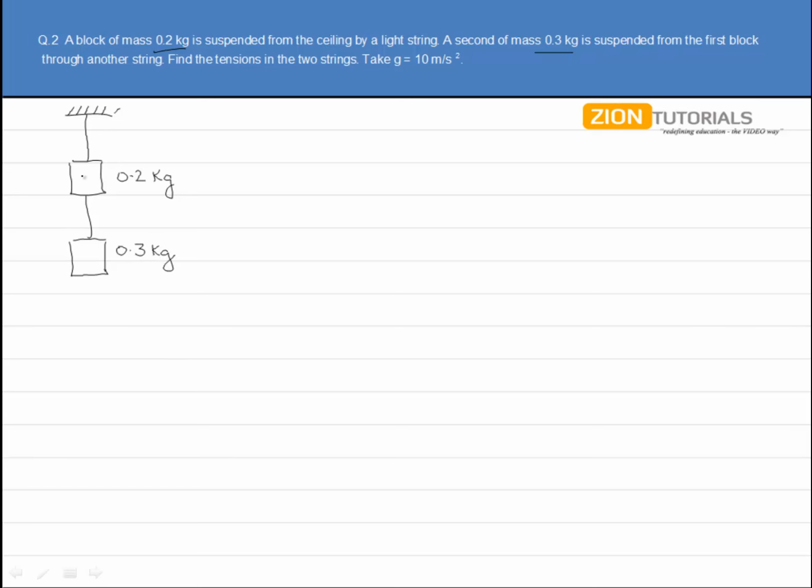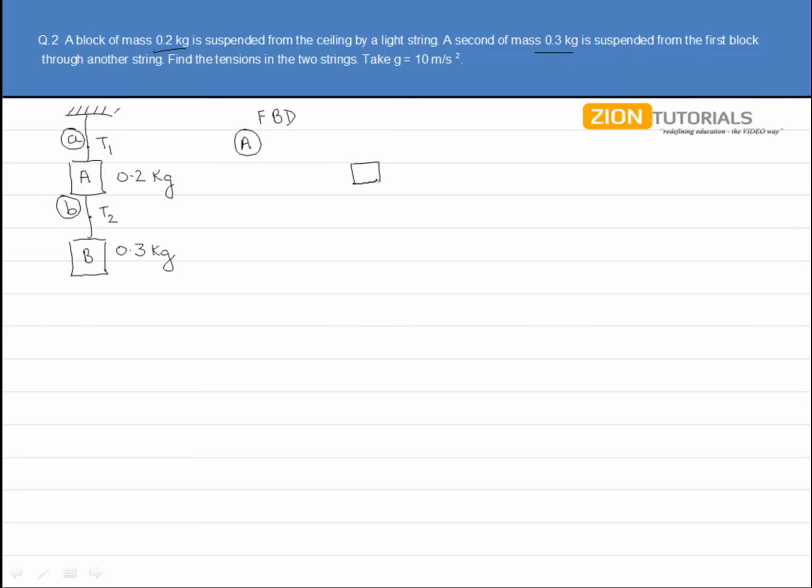Now mark these blocks as A and B and the strings as small a and small b. Let us also assume the tension T1 to be in the first string and T2 in the second string. Since the basic concept of solving any question lies in making the FBD of the block, let us draw the free body diagram for block A.